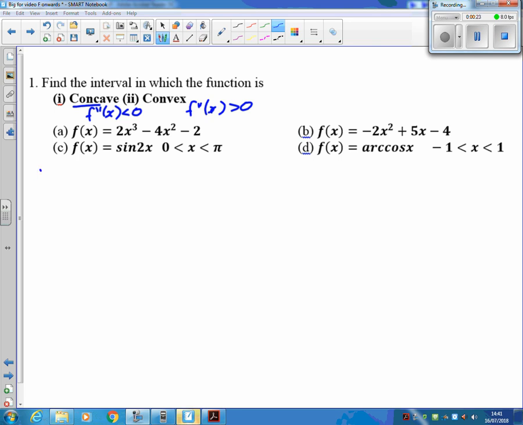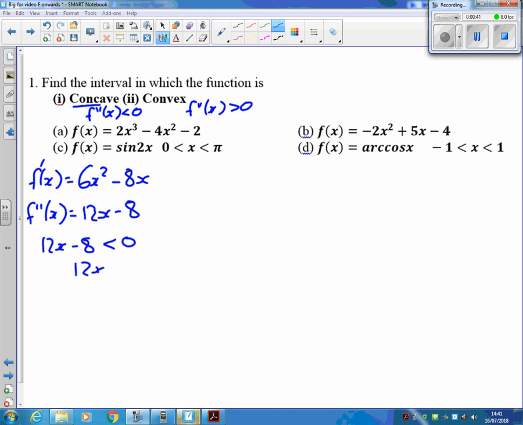So if we've got f of x for the first one, as this bit here, when I differentiate that, I'm going to get 6x squared minus 8x. When I differentiate it again, I'm going to get 12x minus 8. And 12x minus 8 is less than 0 when x is less than 2/3, 8/12. So it's all the way from minus infinity, I suppose, up to 2/3, and when x is greater than 2/3, it is convex.